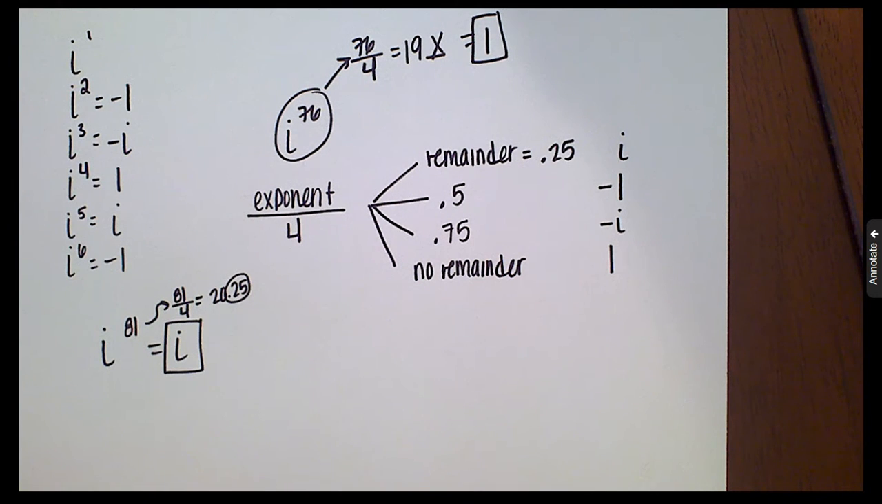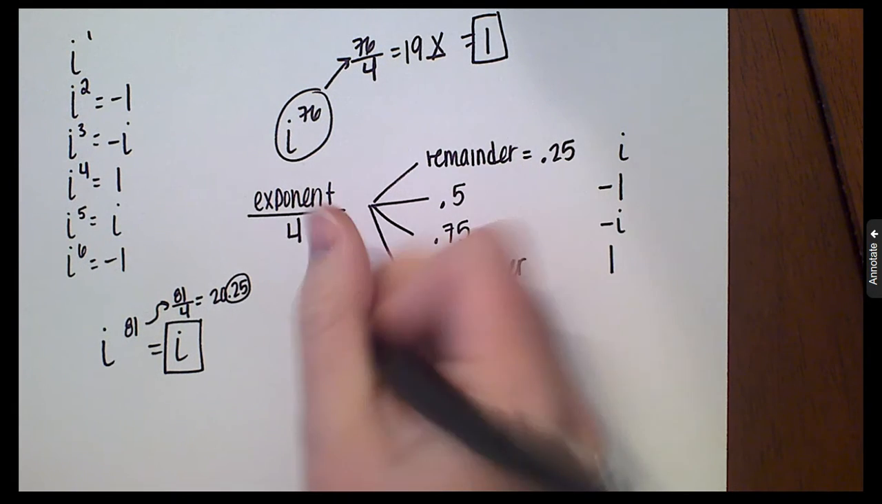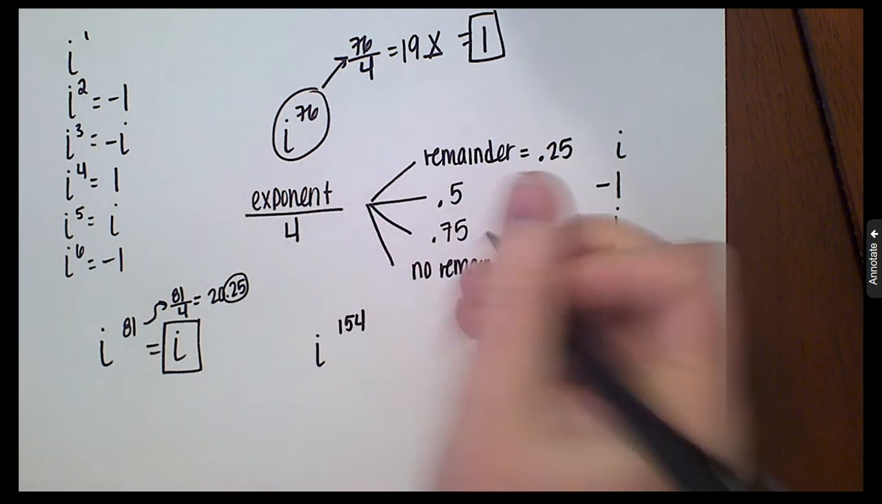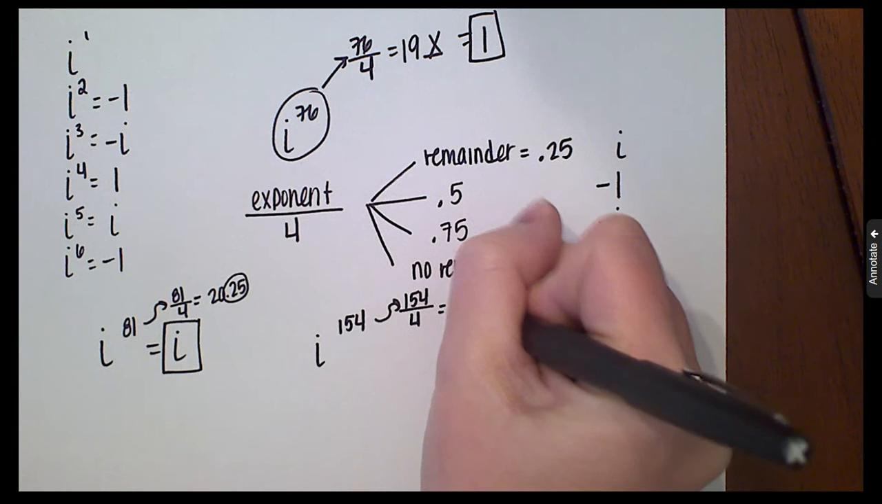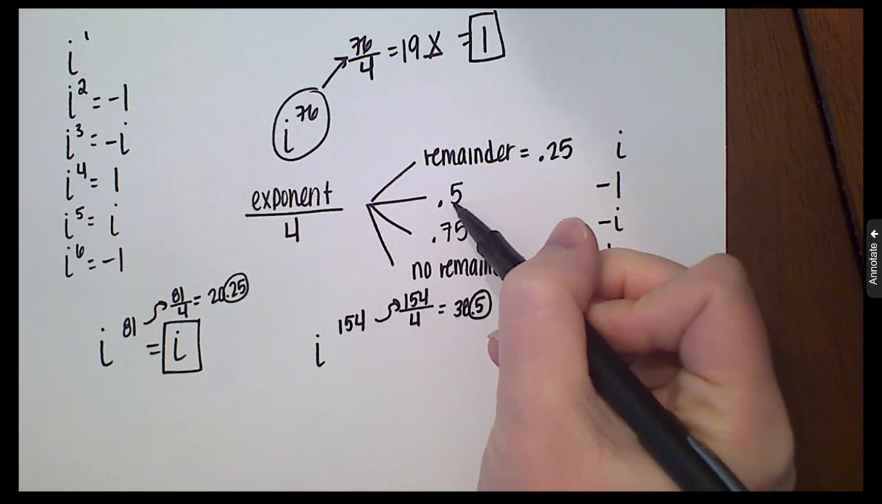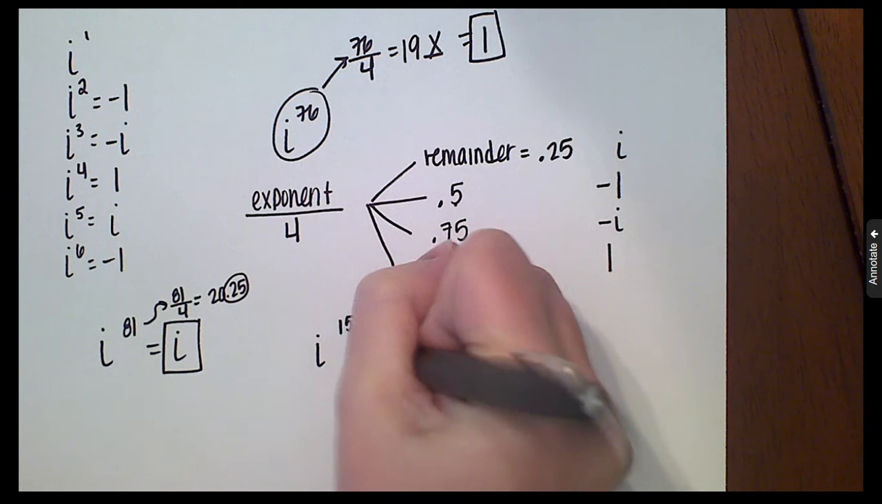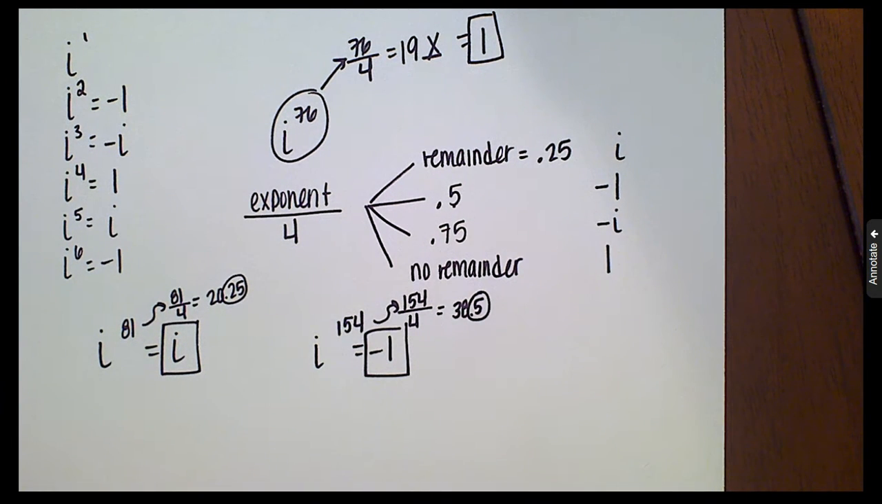If I said something like, what's i to the 154th power? You would say, oh, 154 divided by 4. That gives me 38.5. I focus on the decimal of 0.5. If the decimal is 0.5, that's equivalent to -1. So those ones are kind of quick. You don't really have to do a lot of work. It's just throwing it in the calculator, knowing that you're dividing by 4, since it is a cycle of 4 different values, and then just knowing what to look for. So just those remainders: 0.25, 0.5, 0.75, and then no remainder. Just as a heads up, there are a few of those on there.